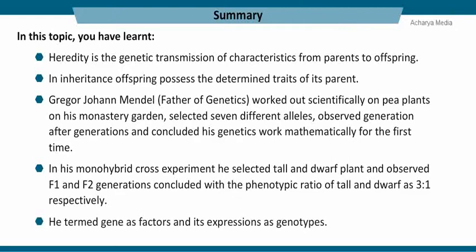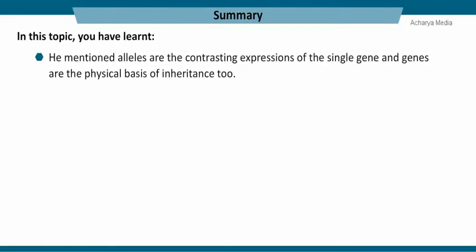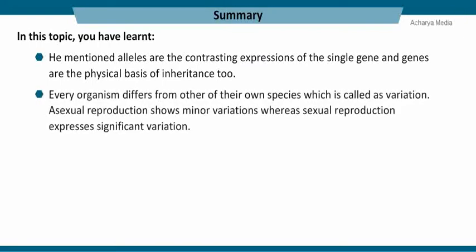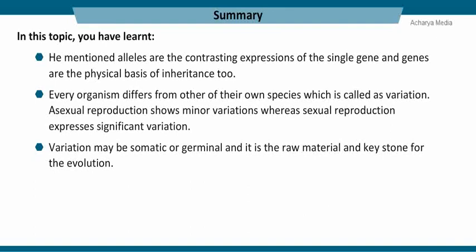He termed gene as factors and its expressions as genotypes. He mentioned alleles are the contrasting expressions of the single gene and genes are the physical basis of inheritance too. Every organism differs from the other of their own species, which is called as variation. Asexual reproduction shows minor variations, whereas sexual reproduction expresses significant variation. Variation may be somatic or germinal, and it is the raw material and keystone for evolution.